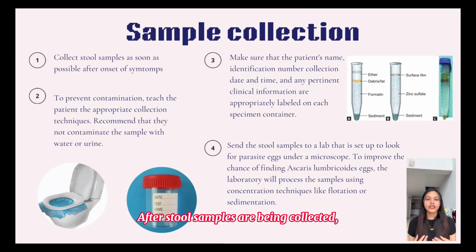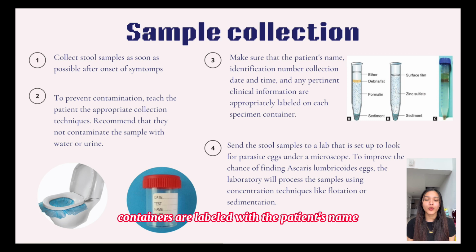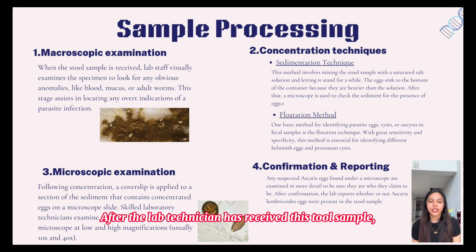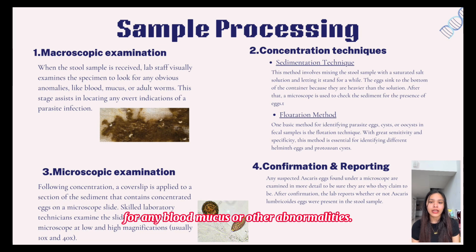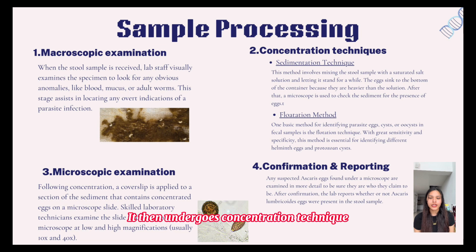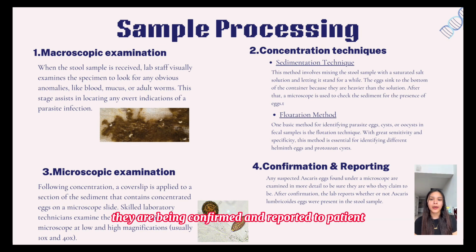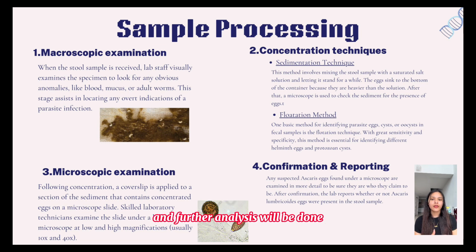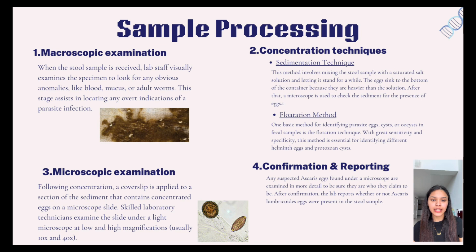After the stool samples are collected, specimen containers are labeled with the patient's name as well as identification card number and other clinical information, and then they are sent to the laboratories for inspection. After the lab technician has received the stool sample, it first undergoes macroscopic examination, which is visually looking at the stool sample for any blood, mucus or other abnormalities. It then undergoes concentration techniques like sedimentation or flotation, where the eggs in the stool are viewed under the microscope. And lastly, if eggs are detected, they are confirmed and reported to the patient, and further analysis will be done. I will now pass the time to my friend Loges to talk about the epidemiology of Ascaris lumbricoides.